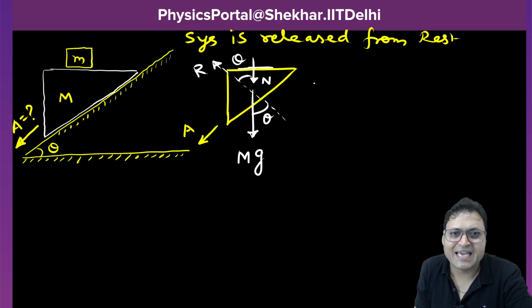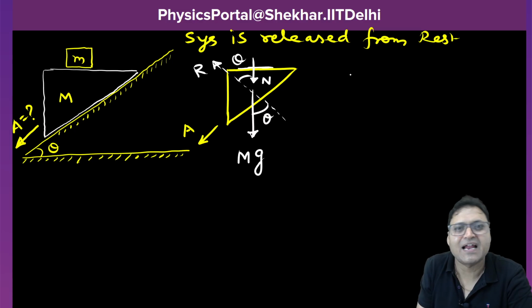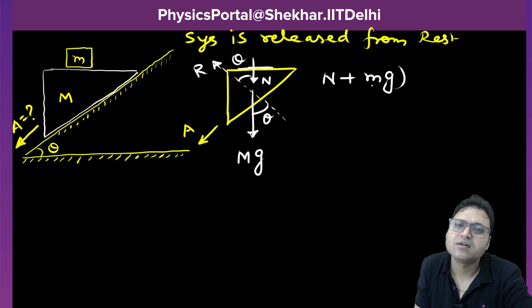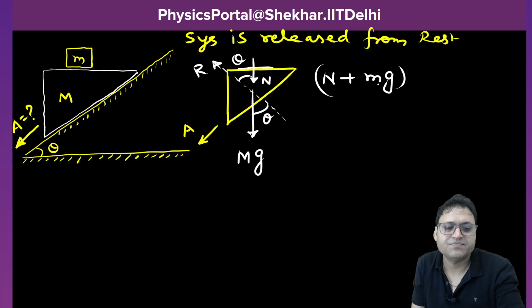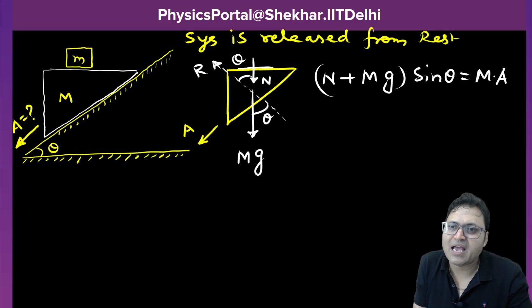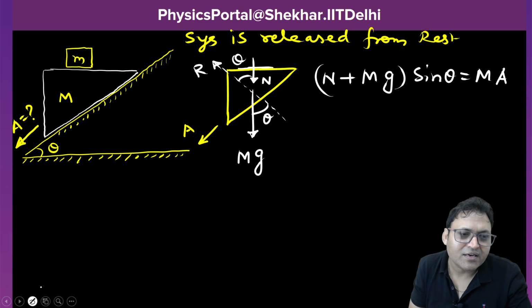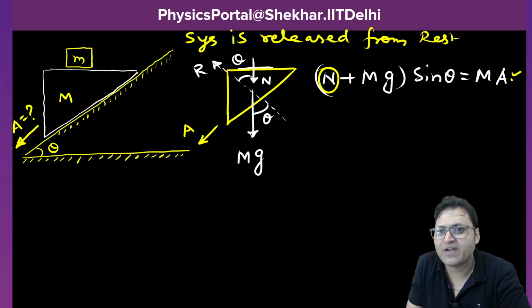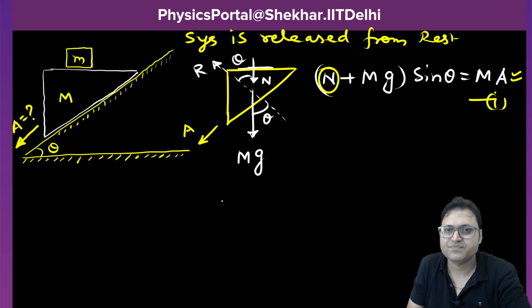So we can say, the forces acting along the inclined surface are N plus capital Mg sine theta, and this will be equal to capital M into A. The only unknown is N. If we get the value of N, we will get the value of acceleration. That is our equation number 1.